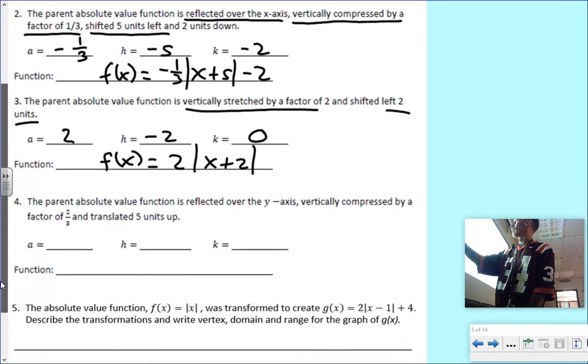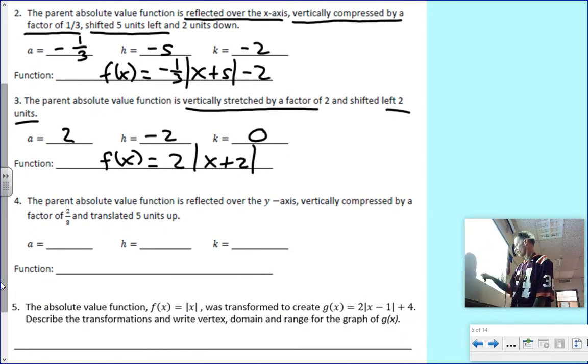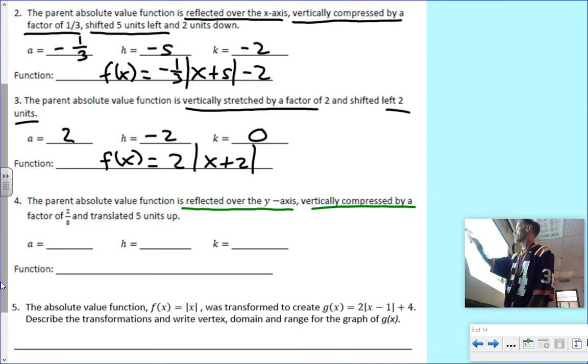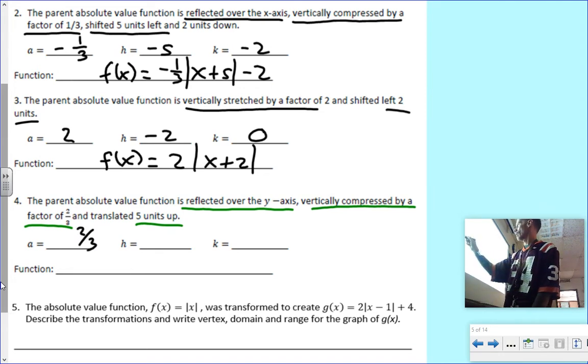And then lastly, number 4, I tried to throw one at you just to see if you remembered it from last unit. Again, you won't see this on the test, but I got reflected over the y-axis, vertically compressed, and then 5 up. So vertically compressed by 2/3, that's just going to be 2/3 as your a. There's no left and right, so h is 0. And k would be plus 5.